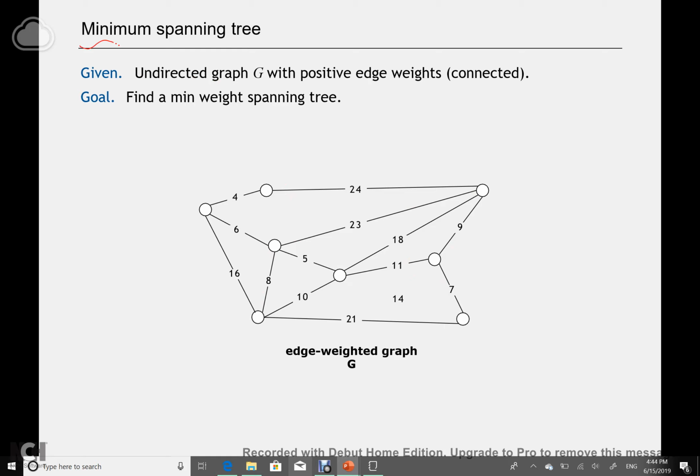Then minimum spanning tree, we emphasize minimum. Given an undirected graph G with positive edge weight, and connected, find a minimum weight spanning tree. Here we emphasize undirected graph with positive weight. This is not positive. If some people ask, can we have negative? We say, in the algorithm, it's not so strict in general, but some specific algorithms emphasize that. So let's just make it as general, as strict as it can. Find a minimum weight spanning tree.